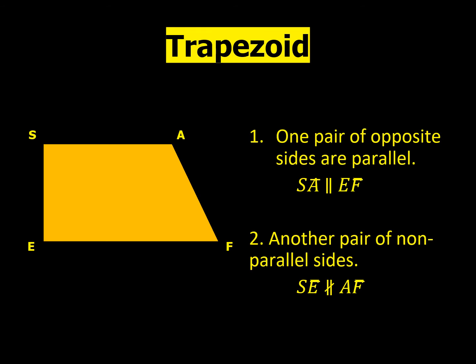First, trapezoid. It has one pair of opposite sides that are parallel. So we have here side SA or base SA that is parallel to side EF. And we have also another pair of non-parallel sides. These are the legs. So we have side SE and side AF. So they are not parallel.